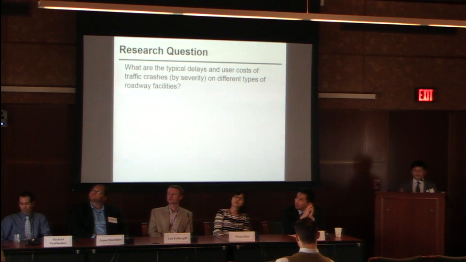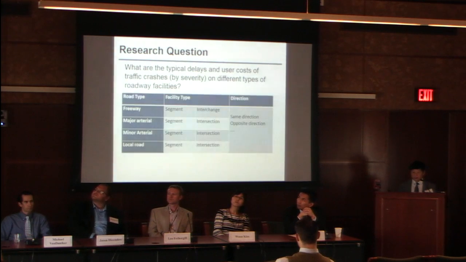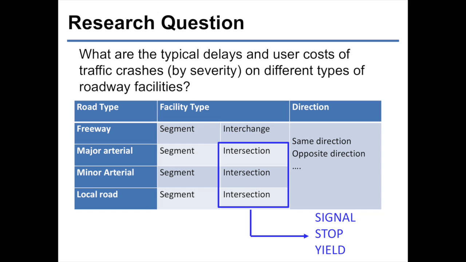And this sounds simple, but when you really dive into it, it's not that simple, because you have different types of roadways. You have freeways, you have major arterial roads, minor arterial roads, you have local roads. And for each type of roadway, you have the roadway segment. For freeways, you have interchanges. For other types of road, you have intersections. And you need to consider, if there's a crash, what delay is caused in the same direction of travel or the opposite direction of travel, okay?